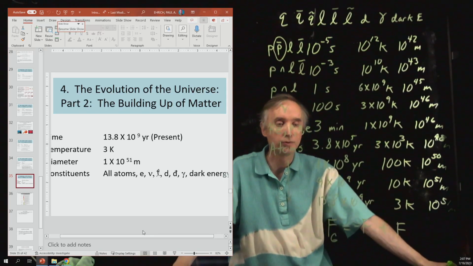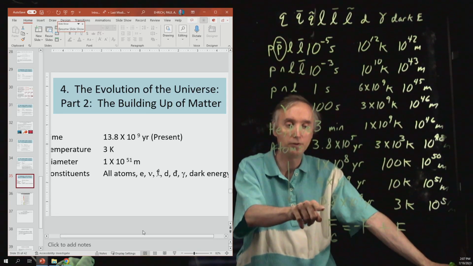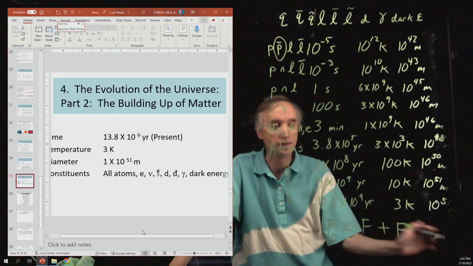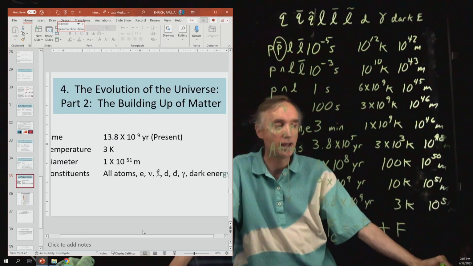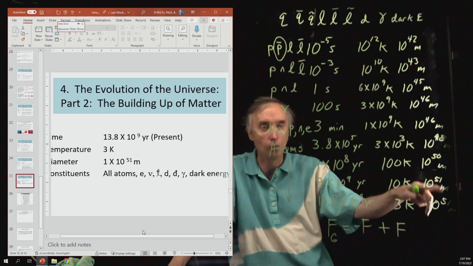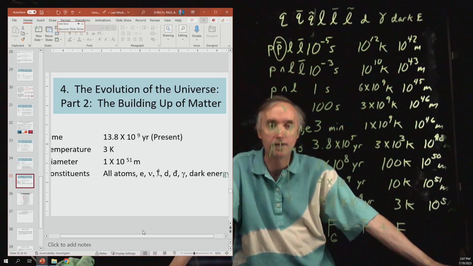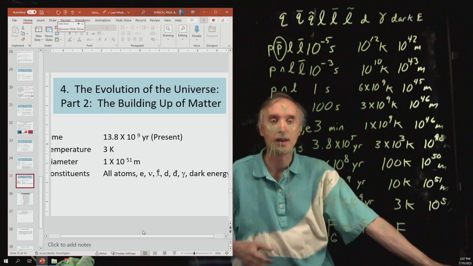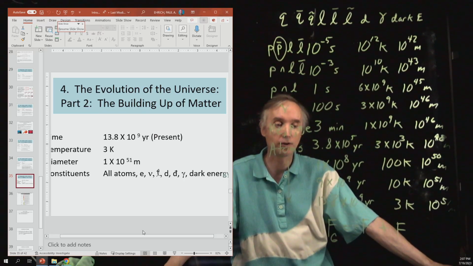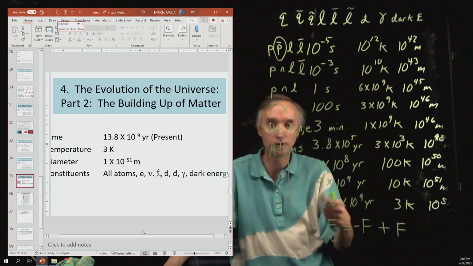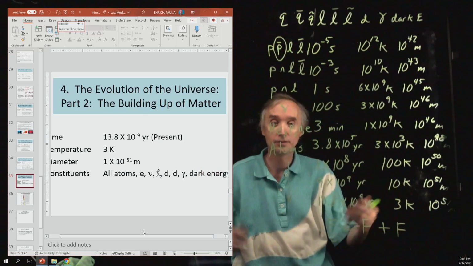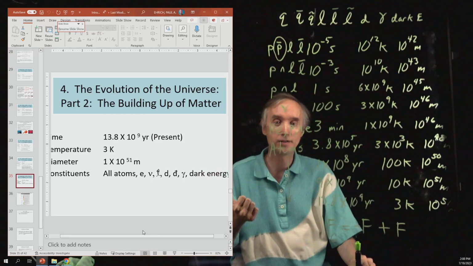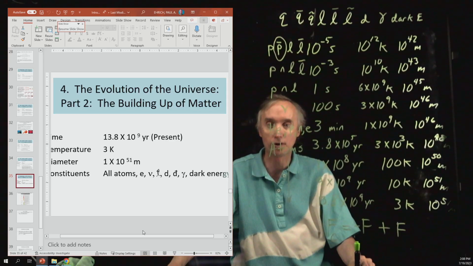Okay, now we're going to fast forward to approximately 14 billion years after the Big Bang. The temperature is now down to 3 Kelvin, and the size of the universe is up to 10 to the 51 meters across. And so that's today. So that is the current size, the current temperature, and we think that the Big Bang occurred approximately 13.8 billion years ago. And so today, the universe consists of all sorts of different kinds of atoms, and then it also consists of dark matter, and it also consists of dark energy. Okay, so there you go.